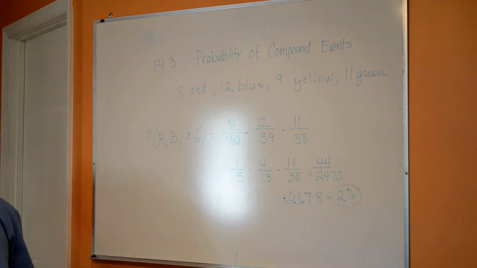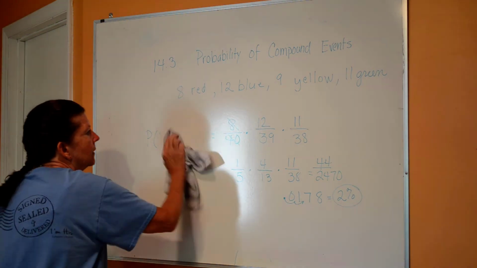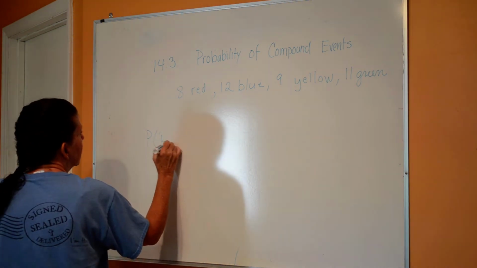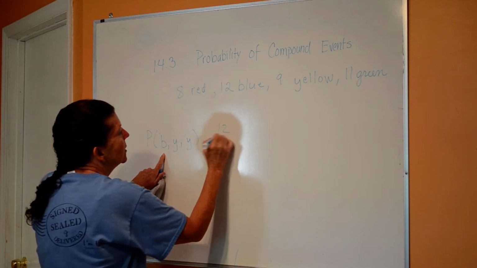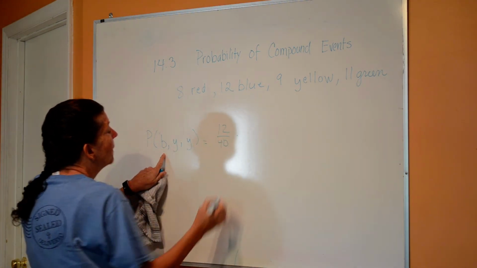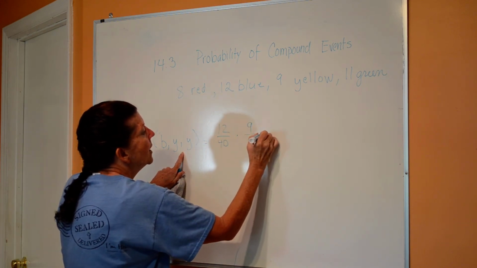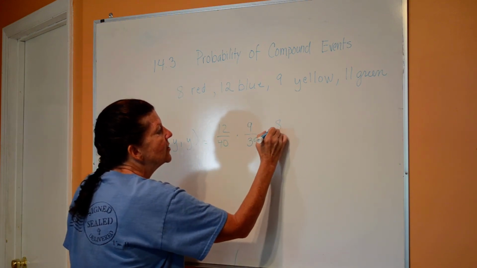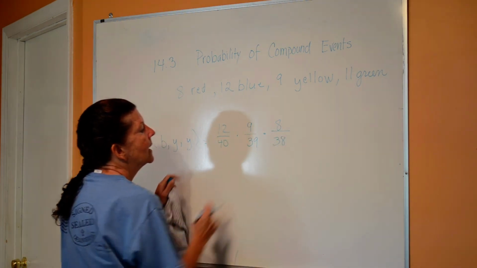Okay, let's go on. Still the same problem here. This time I want the probability of a blue, a yellow, and a yellow. Okay, so probability of blue, 12 over 40. Probability of yellow is 9 over 39. But the probability of another yellow, now I've already pulled one yellow, so that changes to 8. I no longer have 9 yellows, I have 8 yellows, and this goes down to 38.